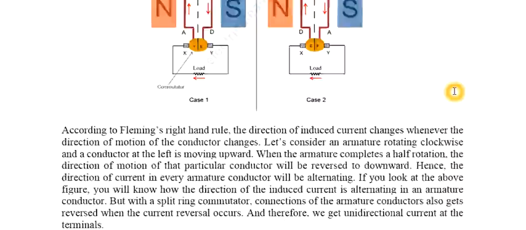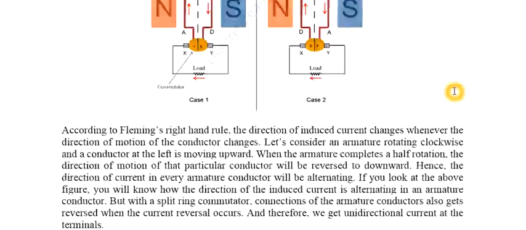But if you use a split ring commutator, the connections of armature conductors also get reversed whenever the current reversal occurs. So then what happens when the connections of armature conductors get reversed? The overall current direction will be uniform. That means the direction that you get across the brushes is unidirectional. So this is how the commutator is useful for converting that alternating current direction to the unidirectional current.